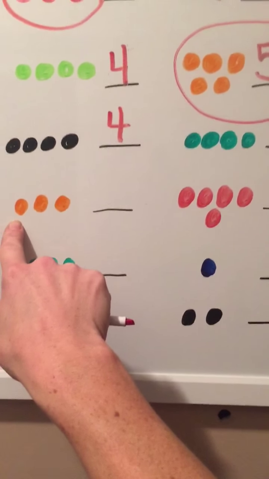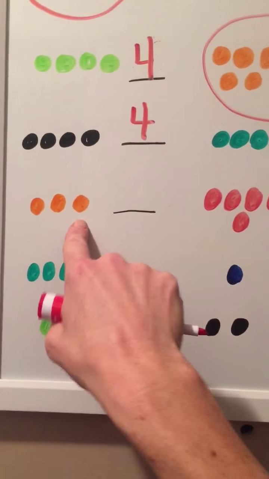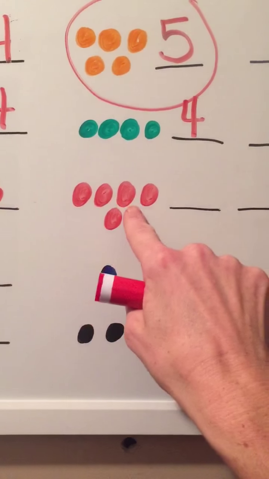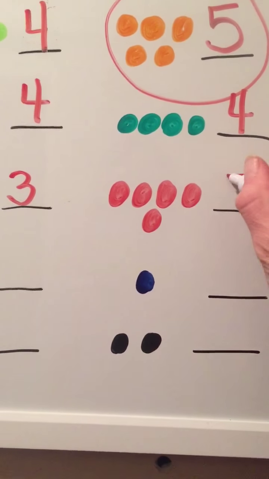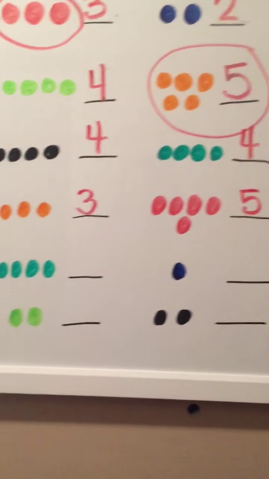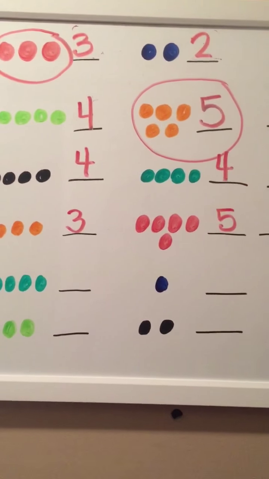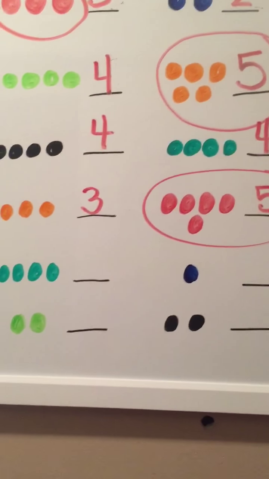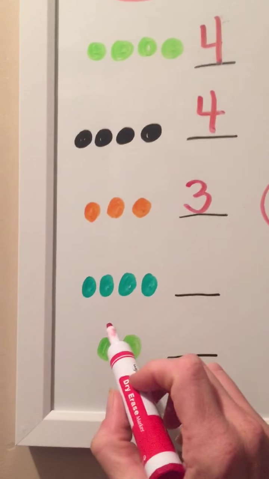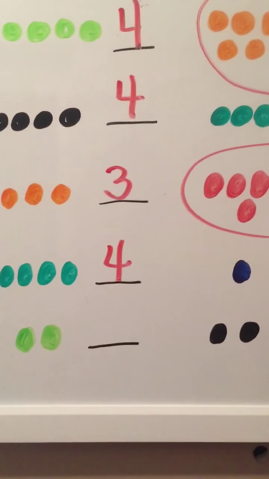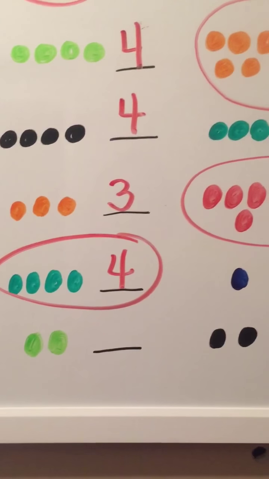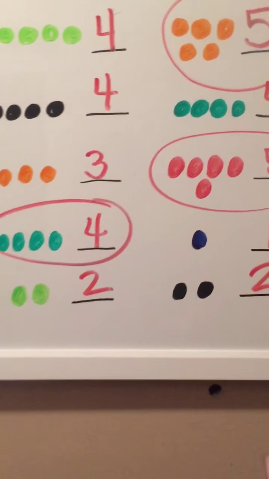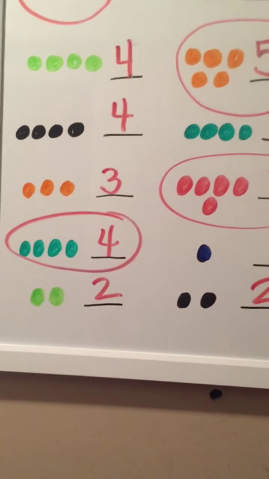Let's come down here to the orange M&Ms and count. 1, 2, 3. And to the red. 1, 2, 3, 4, 5. So which one is greater than? The orange M&Ms or the red M&Ms? That's right. The red M&Ms is greater, so we're going to circle that. Do the same thing with the blue. And then the bottom one. And the bottom one is special also because it is also equal to.